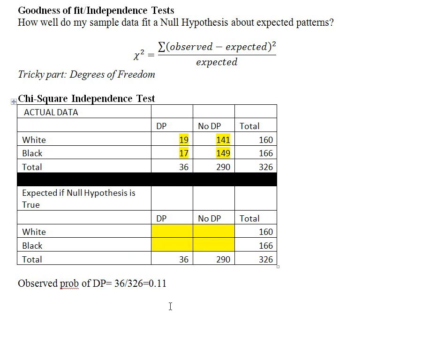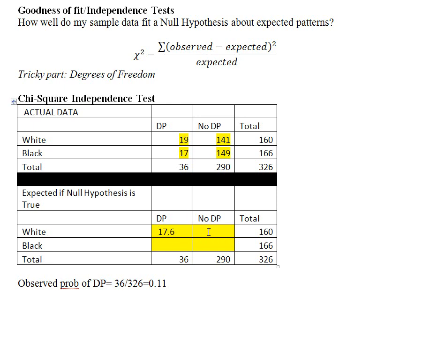what's going on. So how are we going to fill in this expected table here if the null hypothesis was true? Well, if the null hypothesis was true and the rate is the same for everyone, then 11% of these white defendants should be getting the death penalty, 89% shouldn't, and 11% of these black defendants should be getting the death penalty, and 89% should not. So all we have to do is calculate those numbers. What is 11% of 160? Well, 0.11 times 160 equals 17.6. So we put that in the table here.